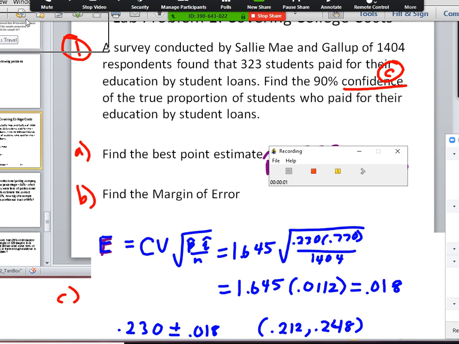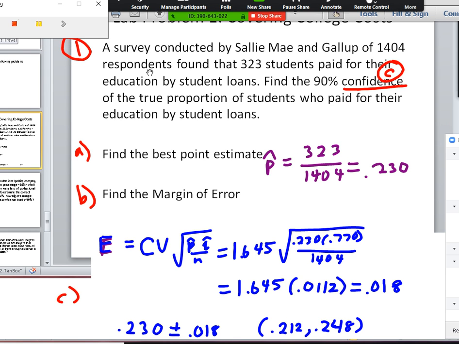So let's go ahead and take a look at this. The first thing I want you guys to do is find the best point estimate. Again, a point estimate is one number, that's your best estimate. My best one number estimate of the proportion is whatever I got from my sample.